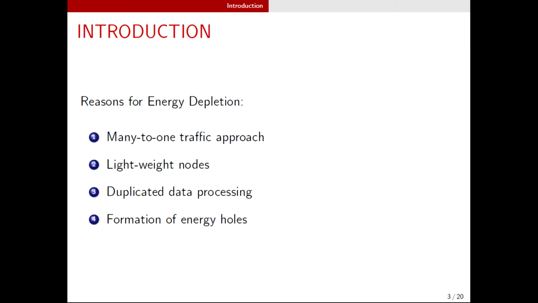The main reason for energy depletion is that since a sensor network works with a many-to-one traffic approach, the nodes near the sink always get drained due to large processing of packets. The second reason is that they are lightweight nodes. The third reason is that they process data redundantly. The data itself is redundant. When the data moves towards the sink, more redundant data will be processed by the nodes.